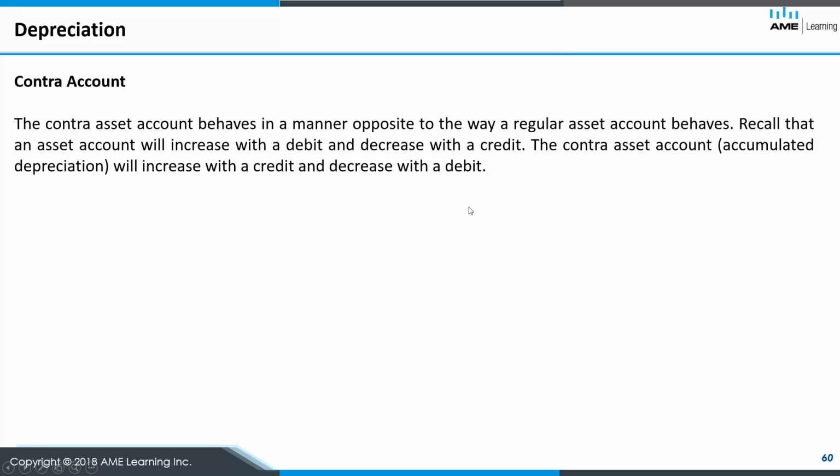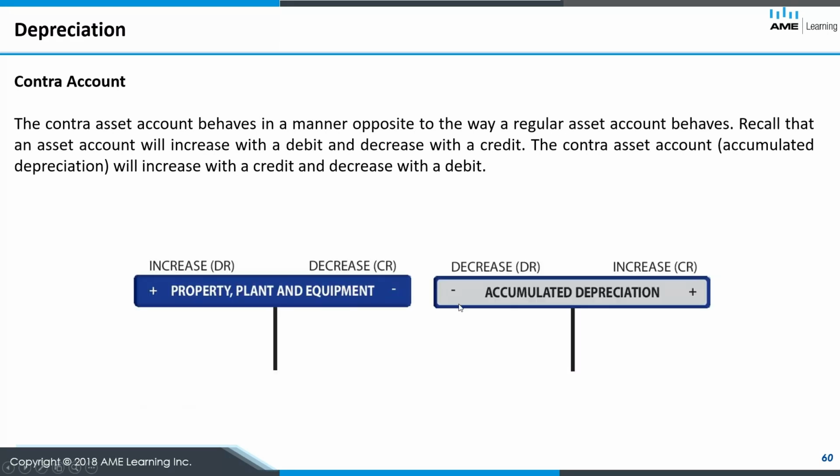So this is just a little more detail on the contra asset of accumulated depreciation specifically. So basically it behaves in a manner opposite to the way a regular asset account behaves. So if we know our debit-credit circle, we know assets increase with debits and decrease with credits. When we're talking about the contra asset, as it notes here, it's just the opposite. So a contra asset will increase with a credit and decrease with a debit. So you can kind of see that written out here.